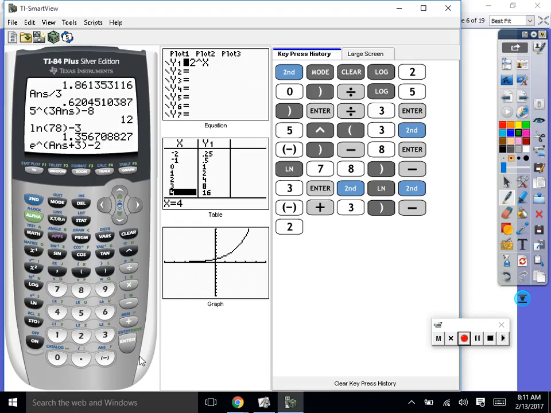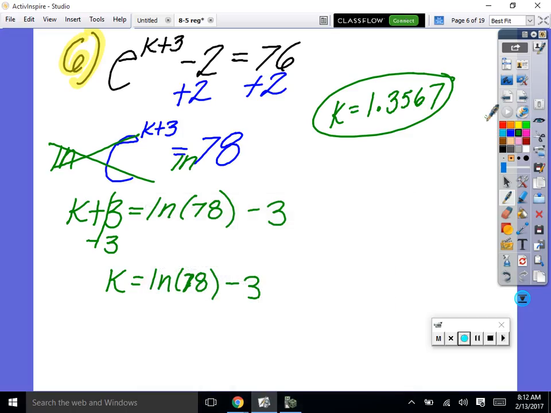If we hit enter, we better get 76. Otherwise, we got it wrong or we typed it in wrong. So 76 is truly that, it really made it a true statement. So that was really our answer. Even though that decimal seemed weird, it was right.